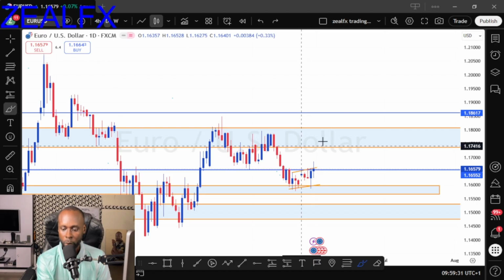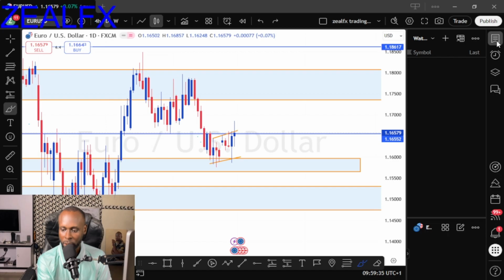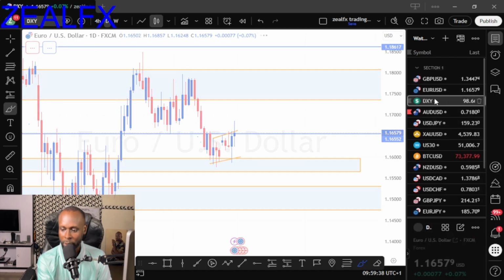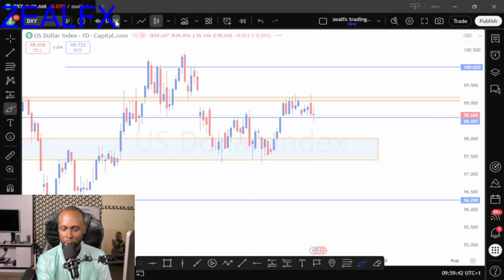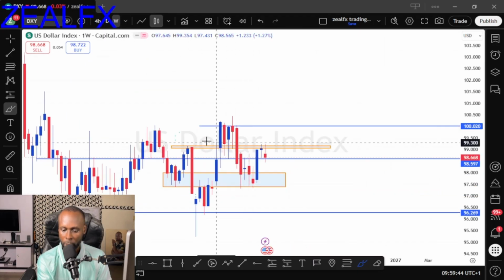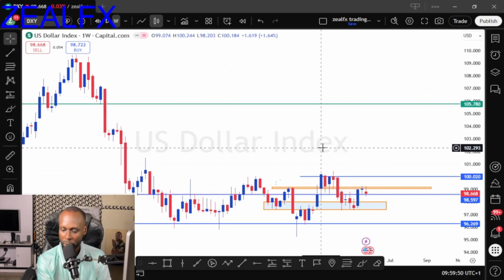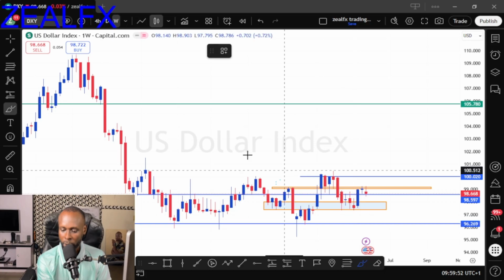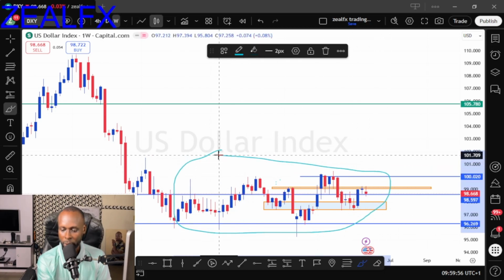So let's continue with the analysis. Let's look at our next pair, which is the DXY. Let's start from the weekly time frame. On my weekly time frame, the DXY still has a major structure of a sideways trend. We still have this major structure of a sideways trend on DXY.